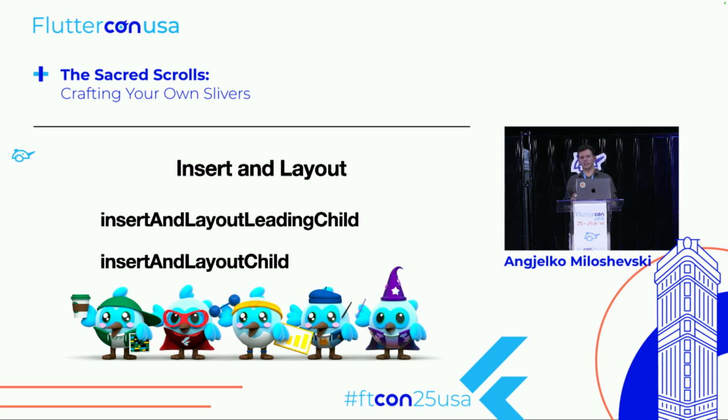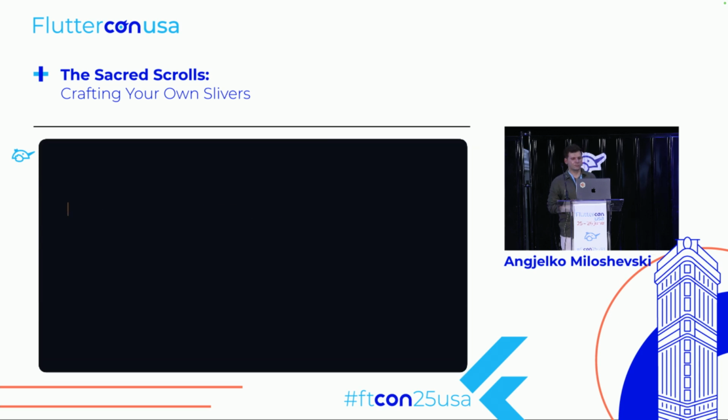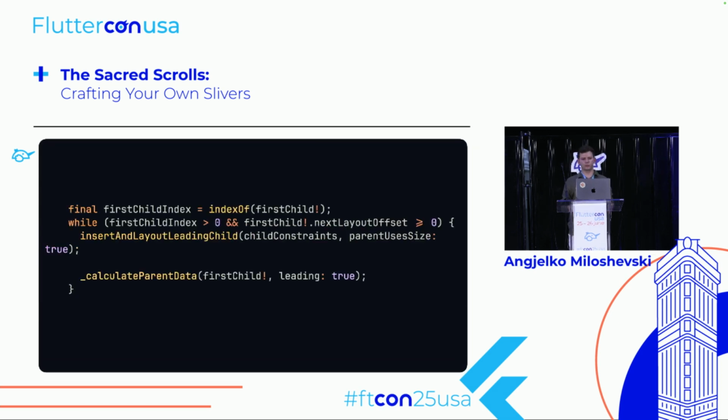And here we don't pass any children to them except for the insert and layout child, which accepts an after parameter, as I mentioned. It automatically knows how many, if there are any other children that need to be added that haven't been inserted and laid out yet. Again, here's a code snippet of how that will look.